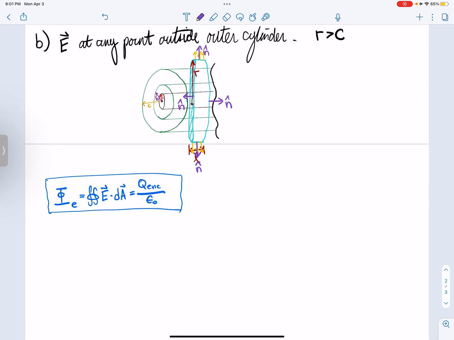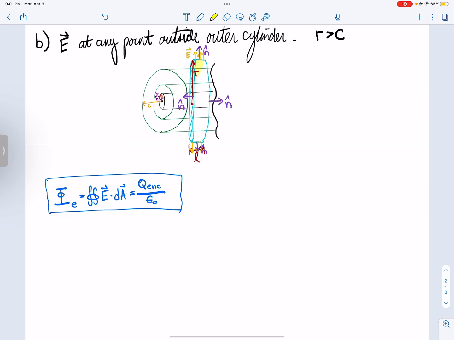And like I said, I'm just going to worry about my surfaces, same as in part A, what we talked about in part A. I'm just going to worry about the surfaces that have parallel normal vectors with my electric field vectors.